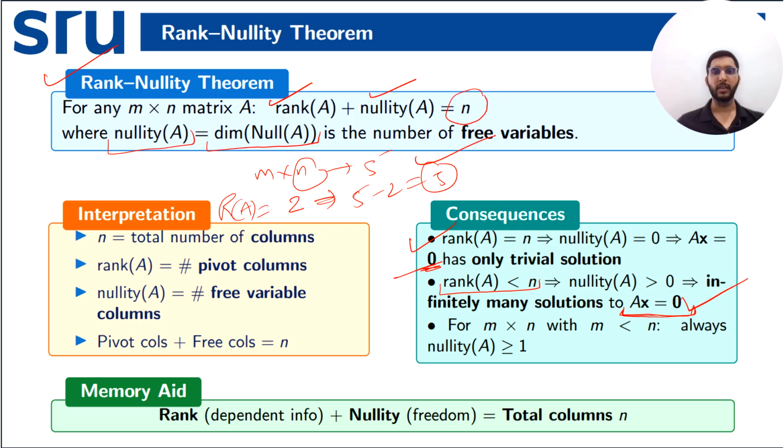And there is one memory aid also. You can remember it: rank is dependent info, nullity is for free. What is free in it? That should be equal to the total number of columns. Am I clear to all? I think it should be clear.